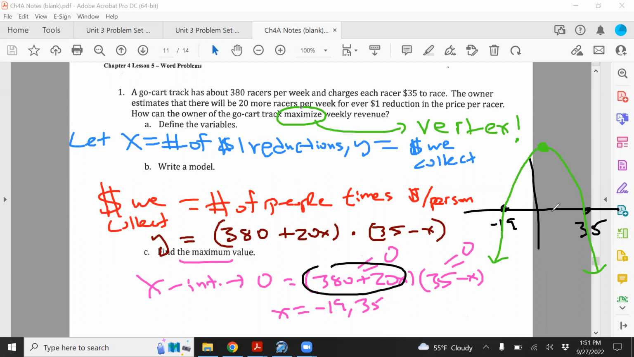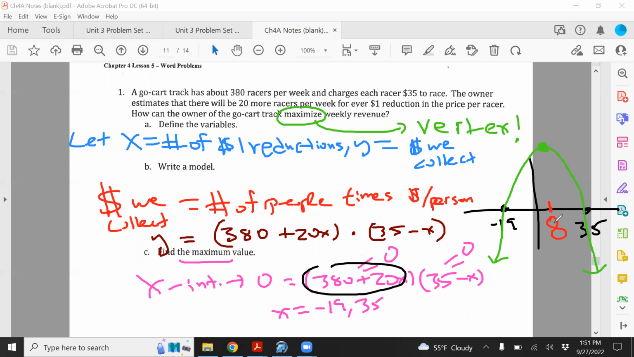Negative 19. Oh, in the middle. In the middle. What's halfway between those guys? 16. Right? 17. Patrick? 16. It's 16. Don't worry about it. It's 16. Yeah. Well, I think it's 16. Thank you, AJ. AJ's got it. That's what you do.